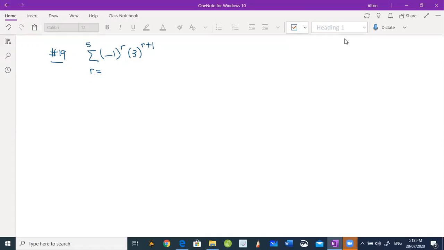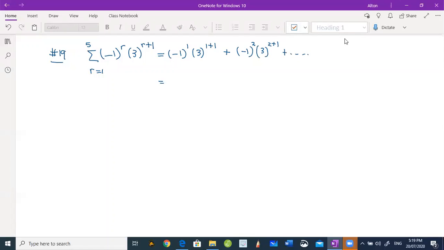So what we're going to do is write out our first two terms at least. When r takes on the value of 1, the first term will be minus 1 raised to the power 1 by 3 to the 1 plus 1. And when r takes on the value 2, the second term will be minus 1 squared by 3 to the 2 plus 1, and so on. So there are 5 terms.